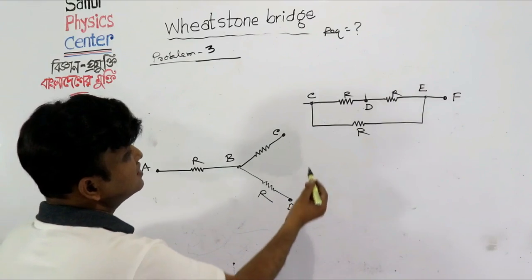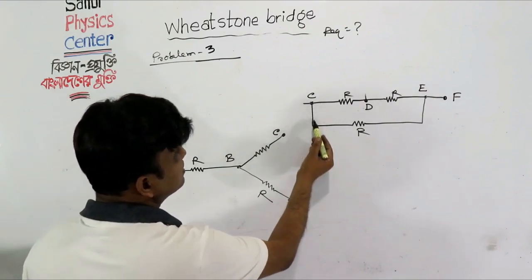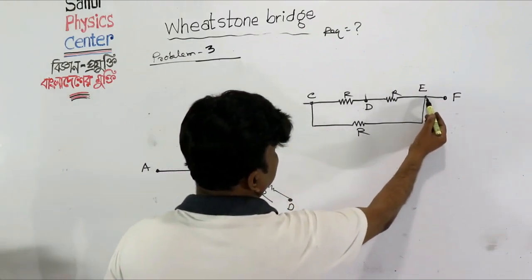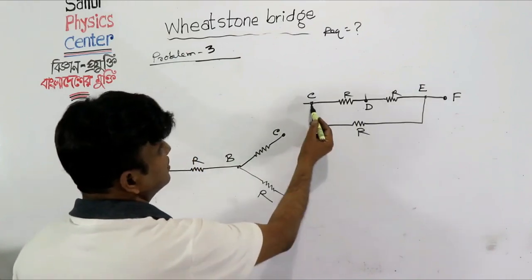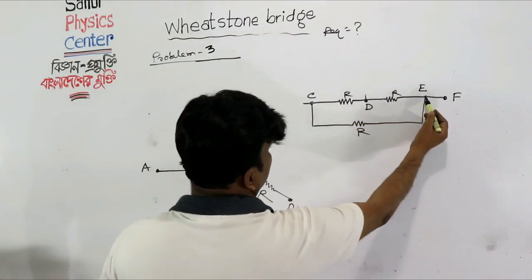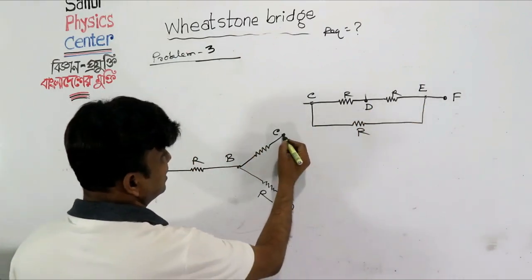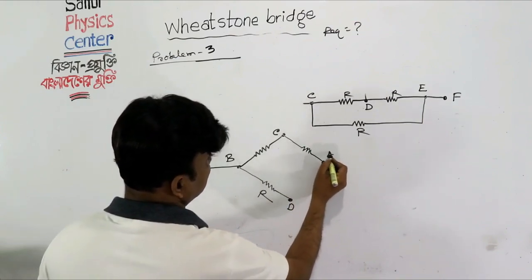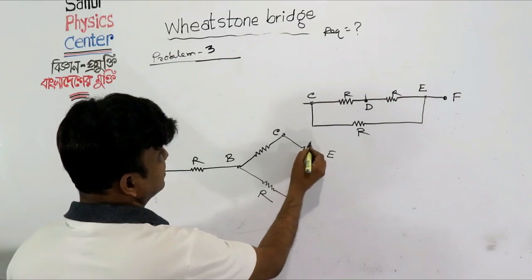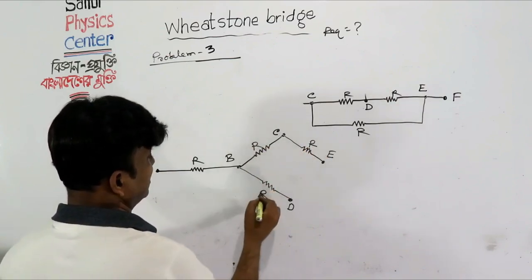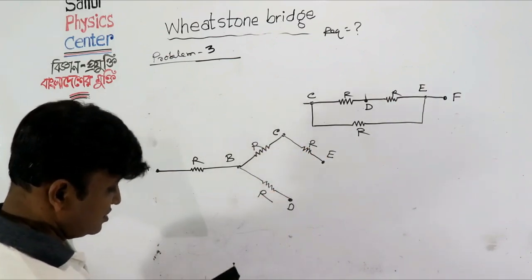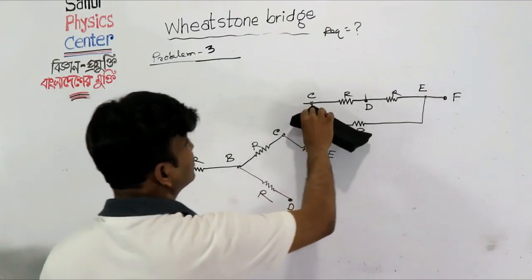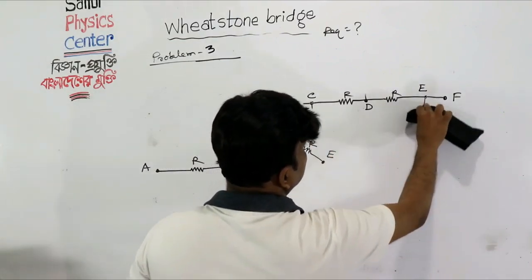Now there is a resistance between the point C and E. It is also R. Here the point is C and E. Okay, C and E, we can take this resistance here. This is C and this is E, and here the resistance is R. Okay, now we can remove this leg.